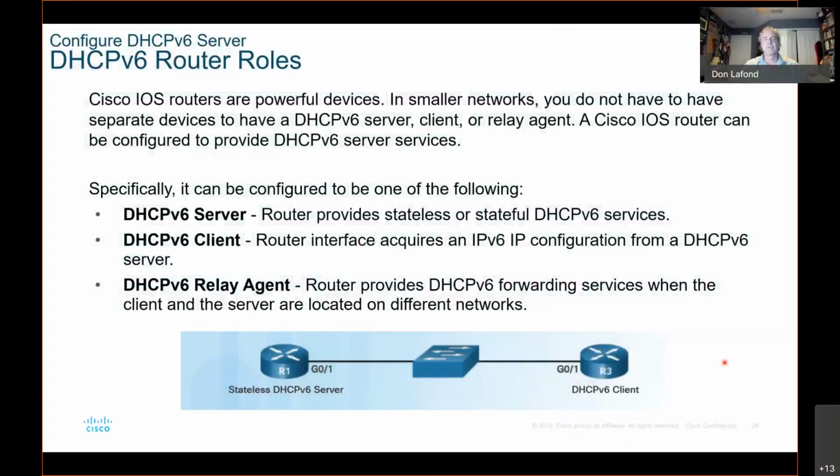What we just learned was how it communicates. Now we actually have to go configure some additional steps, including the relay agent. So Cisco iOS routers are powerful devices. In smaller networks, you do not have to have separate devices to have a DHCPv6 client or relay agent. A Cisco iOS router can be configured to provide DHCPv6 server services.